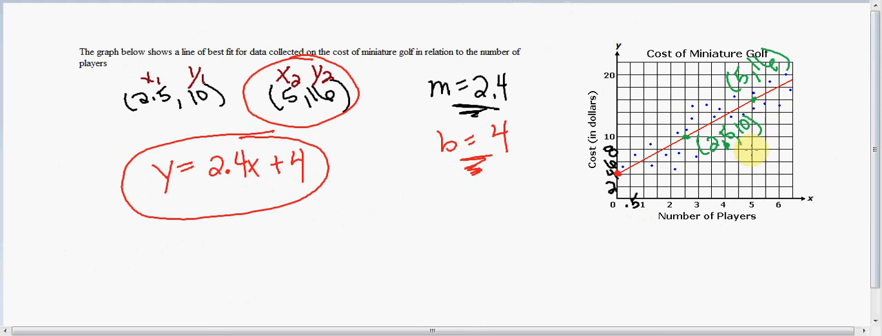Now let's say we wanted to figure out how much it costs for 9 people to play golf. Well, 9 isn't on our graph, so in order to make a prediction, we're going to have to use our equation over here. So that's what I'm going to do right now. So let's see. We'll say our question is, how much does it cost for 9 people to play golf?